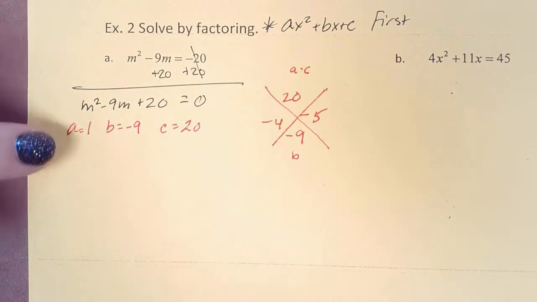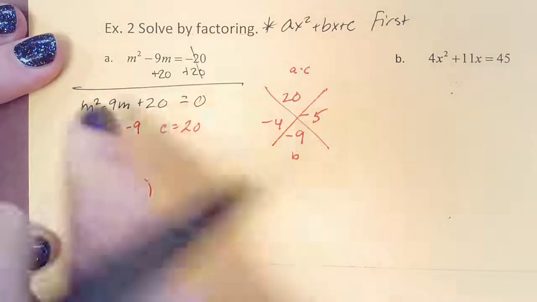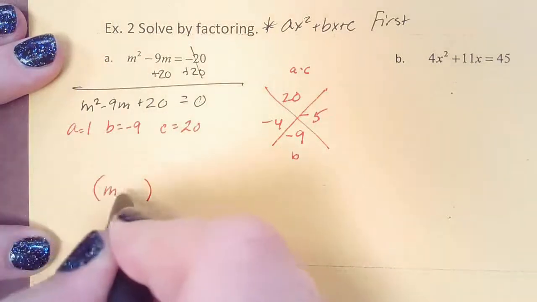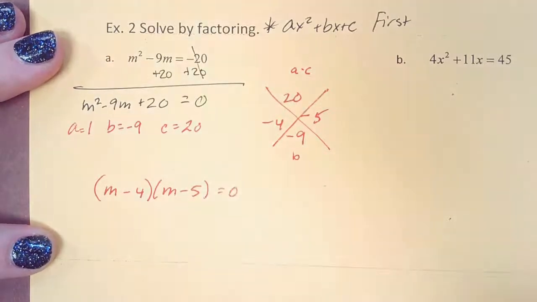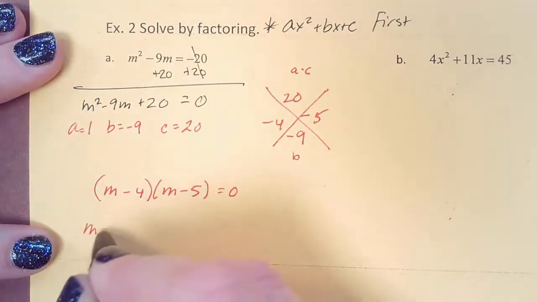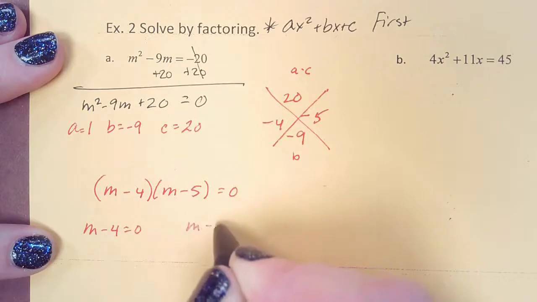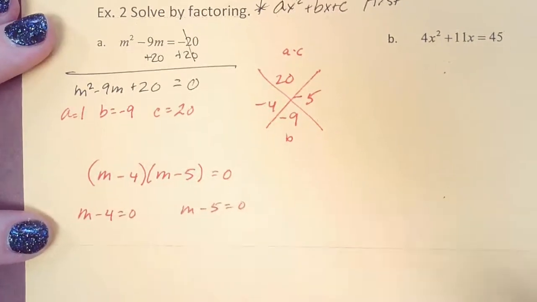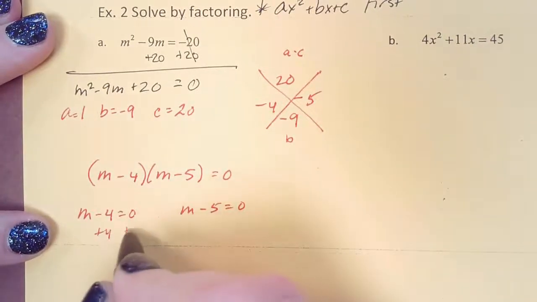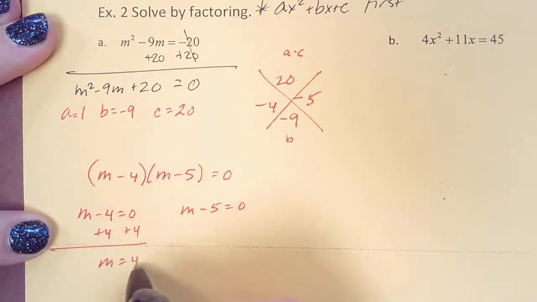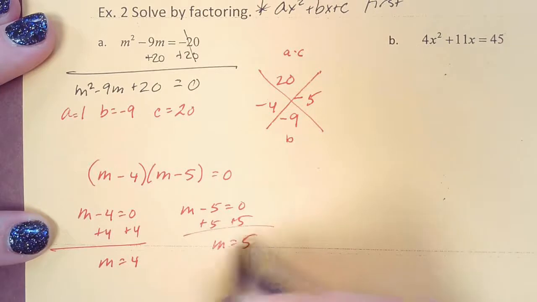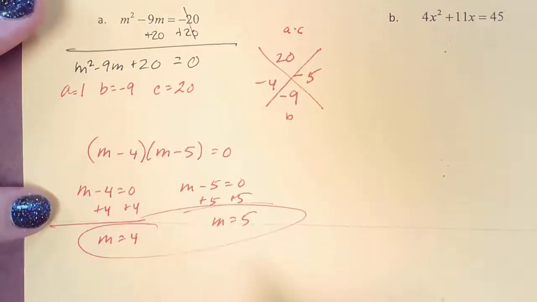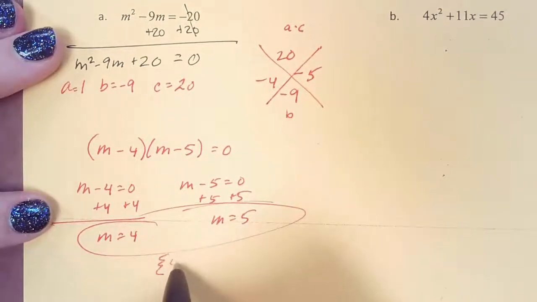Because my first term is 1, I can go ahead and use my shortcuts. We're using the letter m. So it's m minus 4 and m minus 5. Set each of these equal to 0. M minus 4 equals 0. M minus 5 equals 0. Solve. Add 4. M equals 4. Add 5. M equals 5. These are both my answers. Or I can write squiggly brackets 4, 5.